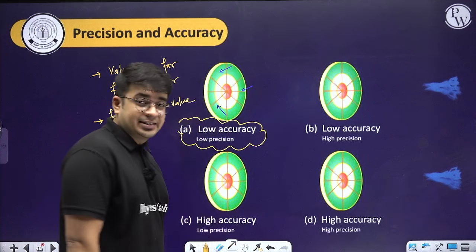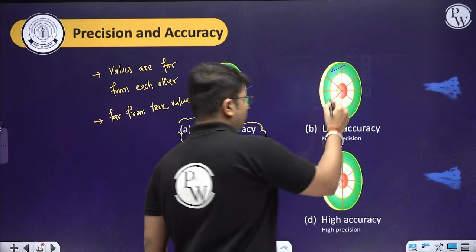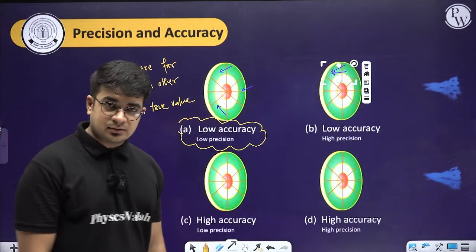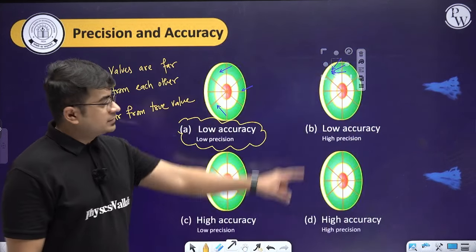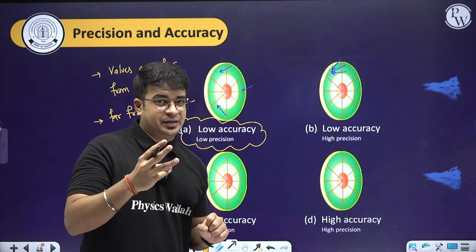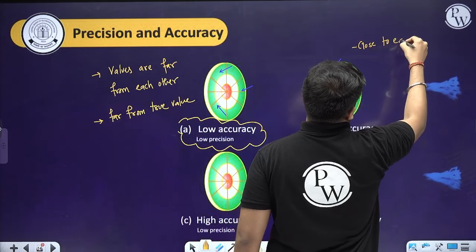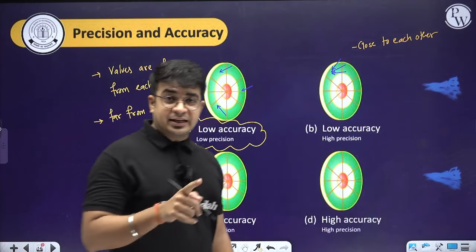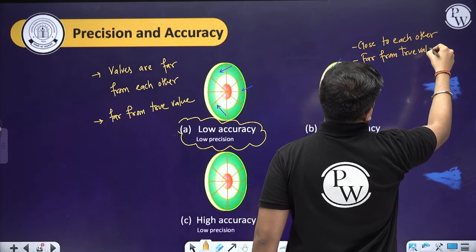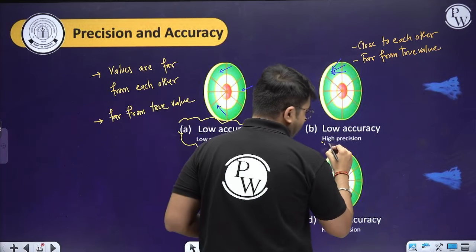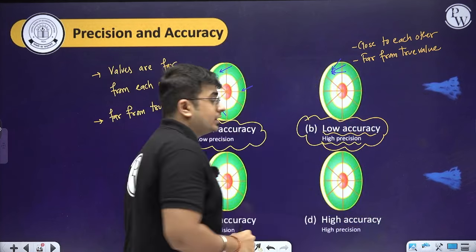Second time, in the first attempt the dart comes out to this side. In the second attempt it was like this, and in the third attempt it was like this. Now after seeing this, you can say all the 3 measurements are close to each other. But the thing is, they are far from the true value. If they are close to each other, it means they are precise, but they are far from the true value, it means they have low accuracy. So I can say this result is showing low accuracy but high precision.